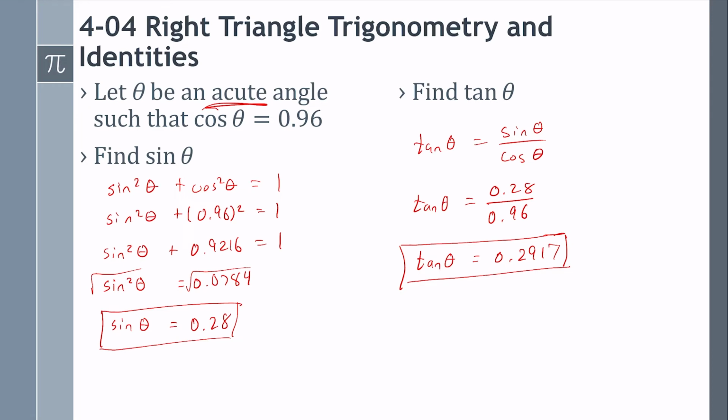You could have also used a right triangle. Call that angle theta. Cosine is adjacent over hypotenuse, so I could make it adjacent, there 0.96 over 1. We could use a Pythagorean theorem to find the other side, and then you could use the formulas, like sine is opposite over hypotenuse, tangent's opposite over adjacent, to get the same answers.